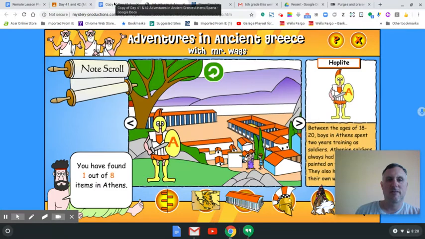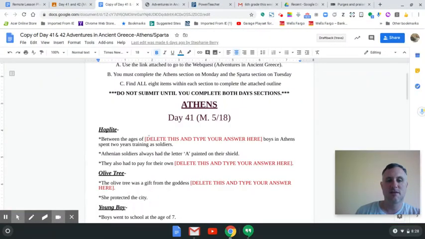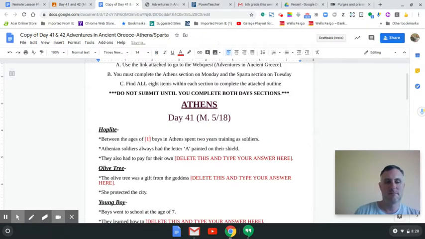So I would go in my answers and I would highlight the red. And I would actually type my ages of 18 and 20, right? Athenian soldiers always had the letter A painted on their shield. They also had to pay for their own, go back and check that one.